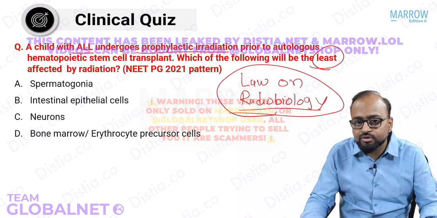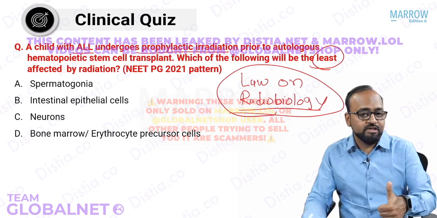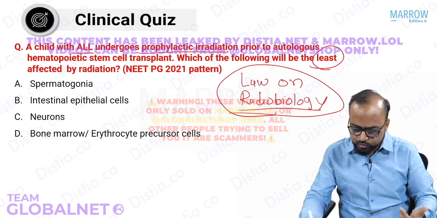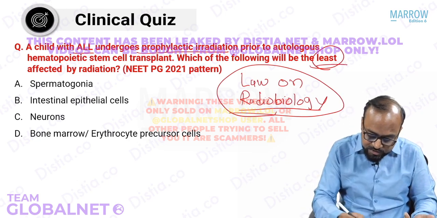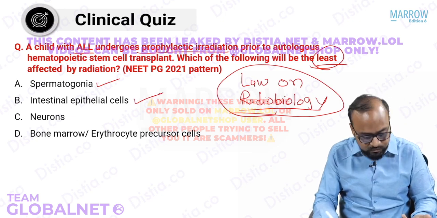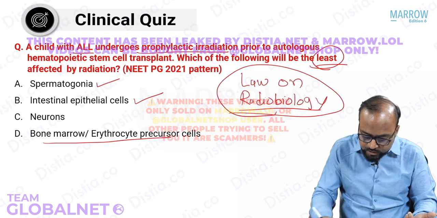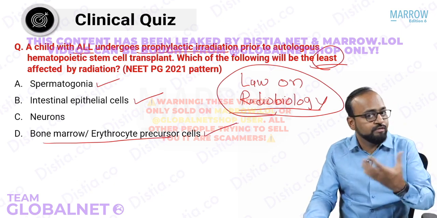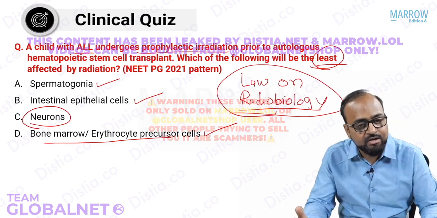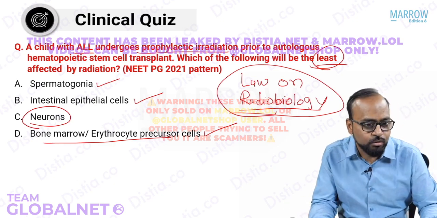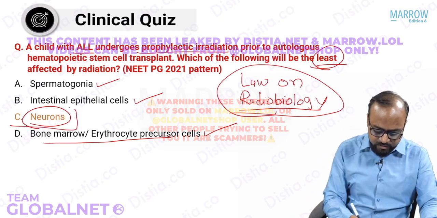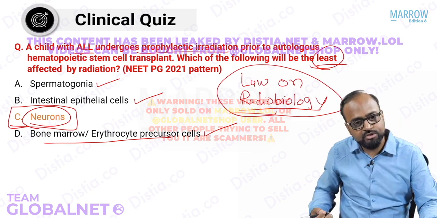So what does the law of radiobiology say? It says that those tissues which have the highest undifferentiated cells or cells in active mitosis will be most sensitive. They have asked least affected by radiation. Spermatogonia, yes, they'll be affected. Intestinal epithelial cells, mucosal cells will be affected. Bone marrow, erythrocyte precursor cells or blast cells constantly dividing, they will be affected. But neurons are highly differentiated cells which do not undergo rapid cell division normally, and therefore the neurons are expected to be the least affected. This will be the answer in this particular question.